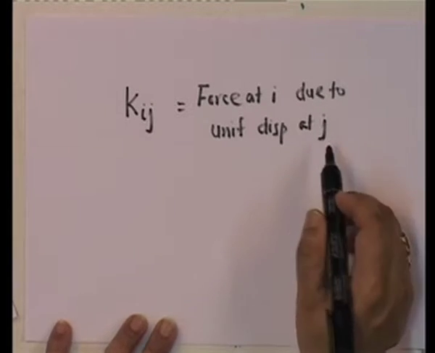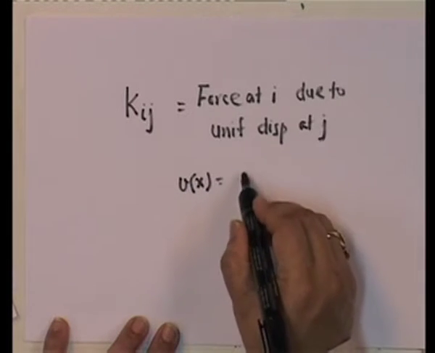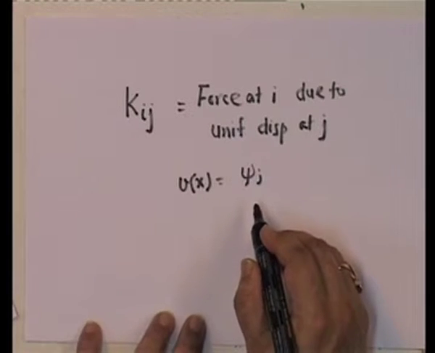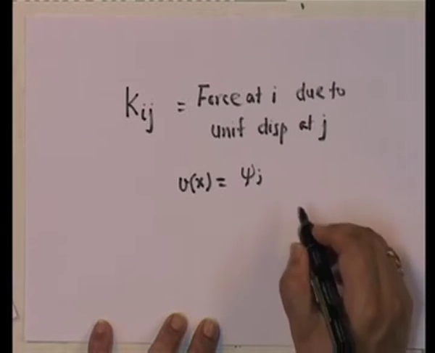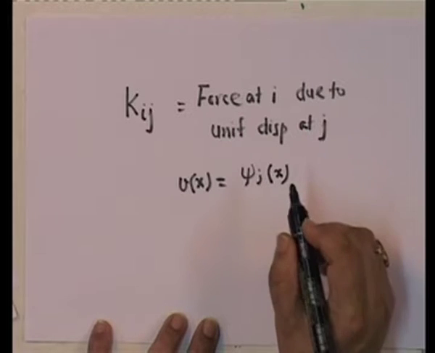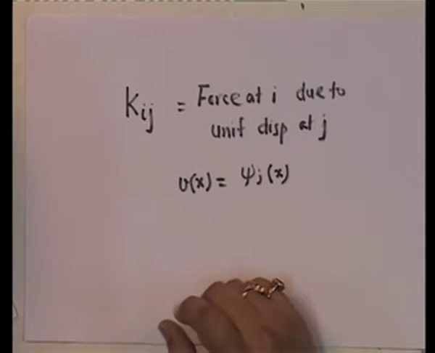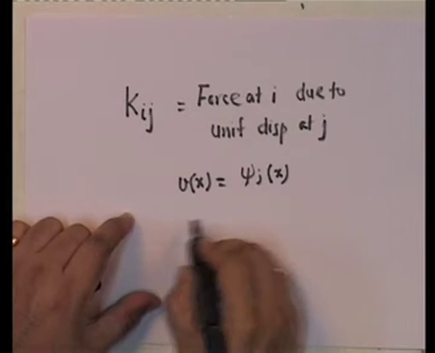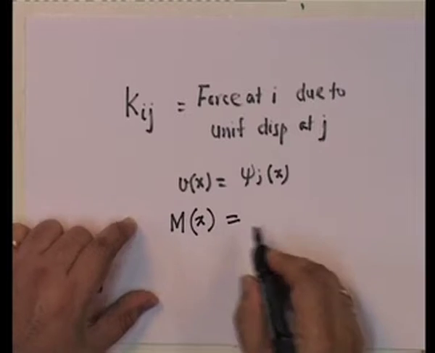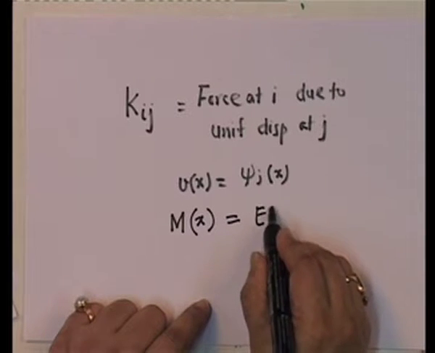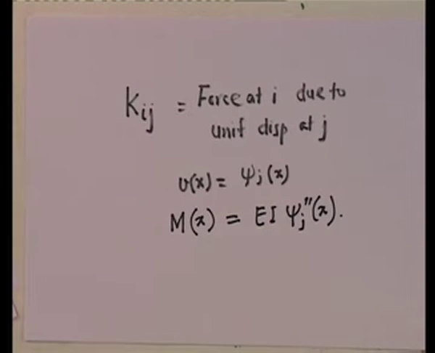If I give a unit displacement at j, then what is the corresponding V x? V x is equal to xi j. And if V x is equal to xi j, then what do you have? You have the situation, so this is xi j x. And what happens here is that if V x is equal to xi j x, then you see what happens to M at x. M at x by definition is equal to E I xi j double prime into x.